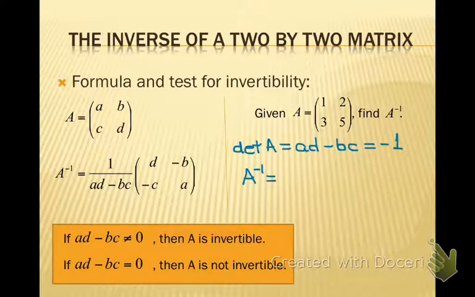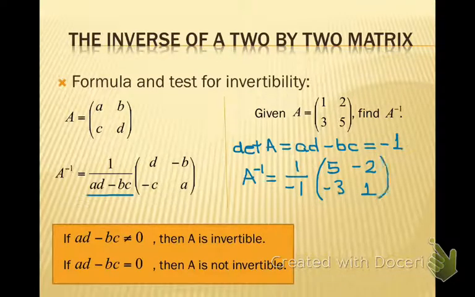So we have that the determinant of A, which is AD minus BC, is -1. So we can now find the inverse as 1 over the determinant, which we see here, times the matrix where we exchange D and A. So we exchange the 5 and the 1, and the B and C become negative. So this becomes -2, -3.